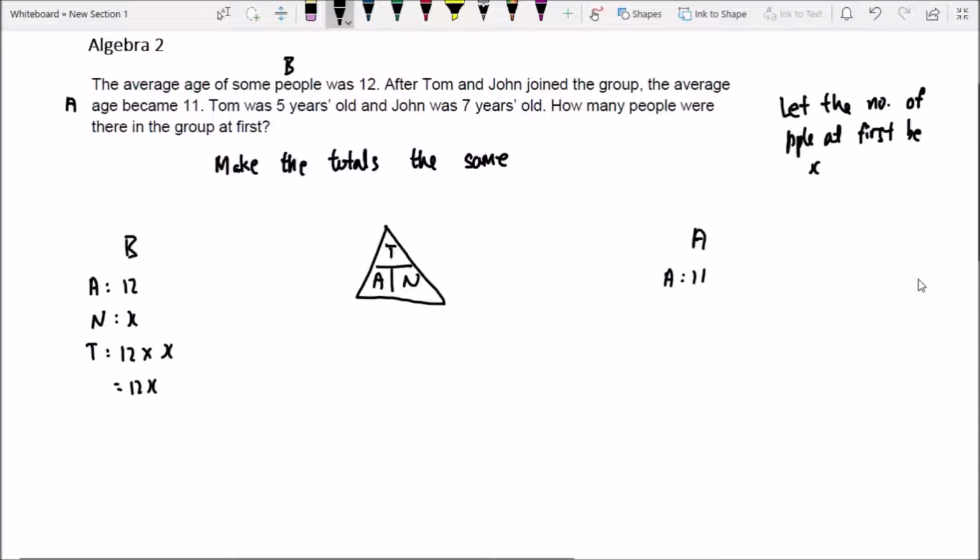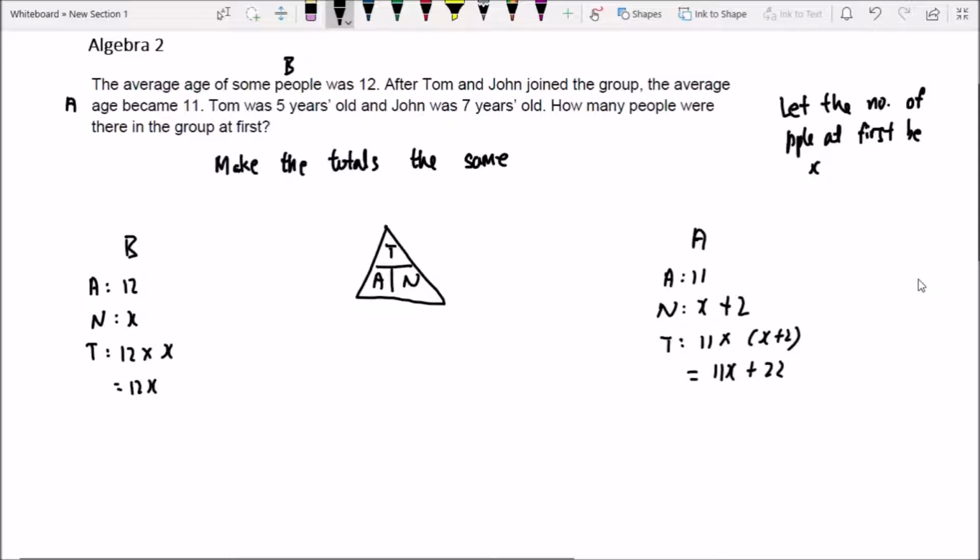In the after case, the average age was 11. Now, the number of people is no longer x. Since 2 people joined the group, it becomes x plus 2. To find the total, we need to take 11 times x plus 2. Remember to place the x plus 2 in brackets. Let's remove the brackets to simplify this expression. To do so, multiply 11 with all the terms within the brackets. We will end up with 11x plus 22.